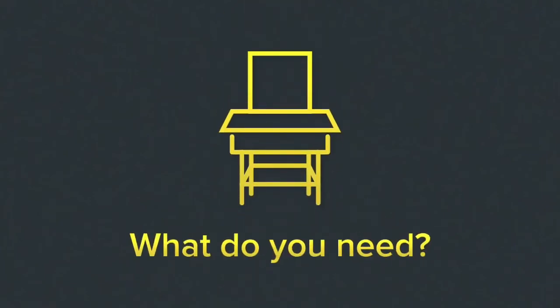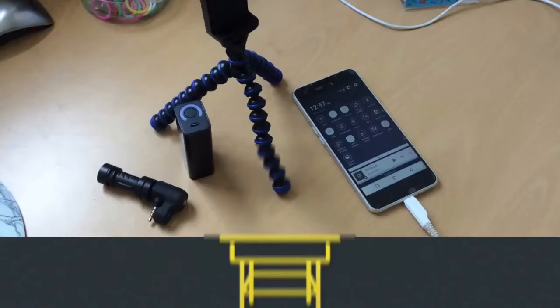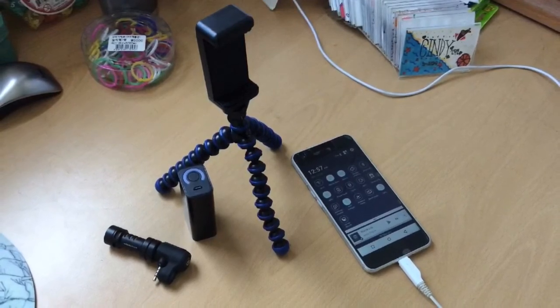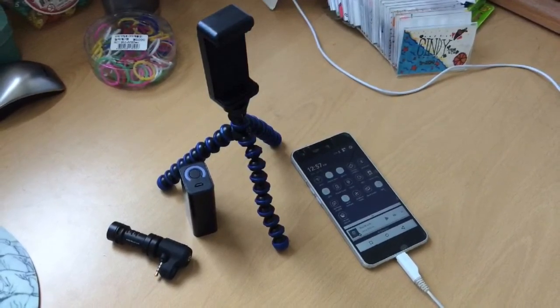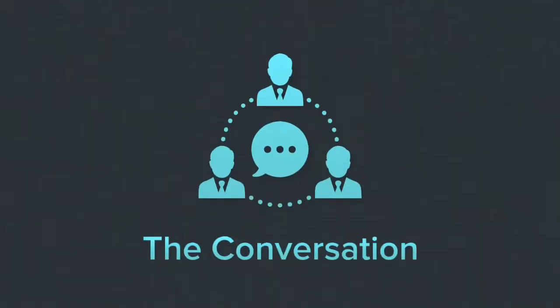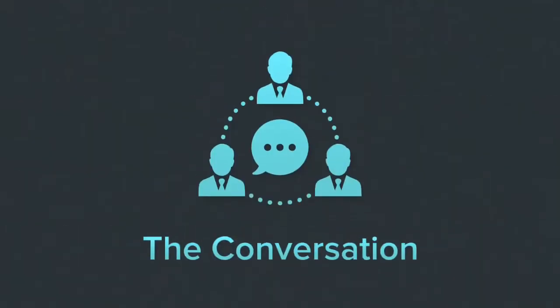Before you get started, the very first thing you need to do is get a few items together for your basic setup. These items include a smartphone, an external mic, a battery pack, and a tripod. Once you've gathered these things together, it's time to get started with the conversation.